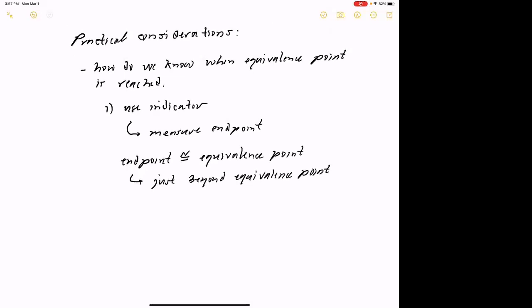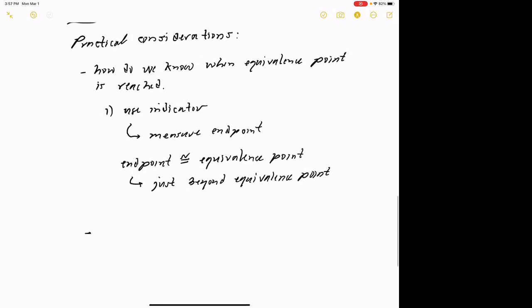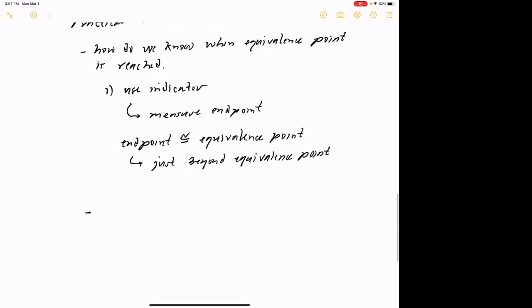All right. Another practical aspect of this that we have to think about goes back to that business of needing to know the concentration of the titrant to a given precision.